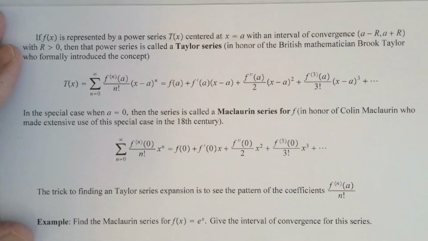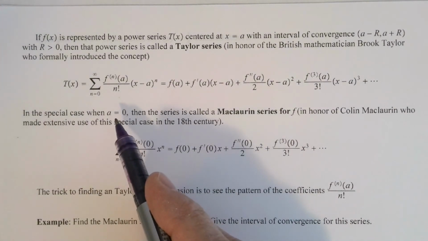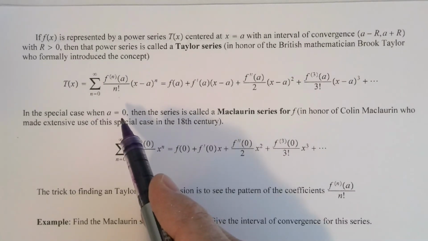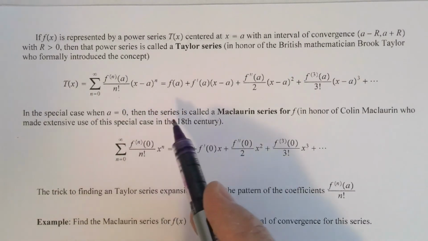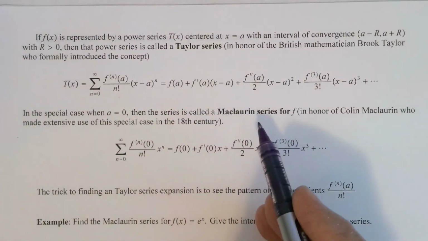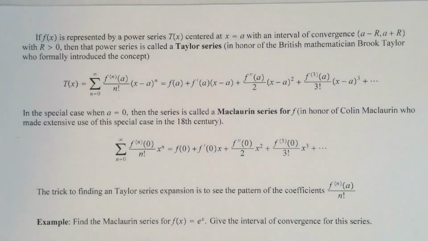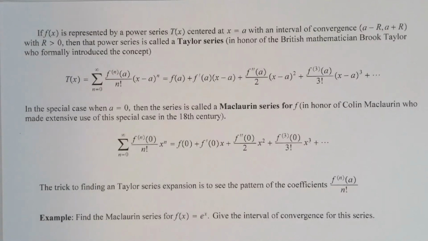Now, there was also this thing called a Maclaurin series. Well, in the special case when a is equal to 0, when we're talking about finding a power series representation for a function centered about 0, then the Taylor series we typically will call a Maclaurin series. And this is in honor of Colin Maclaurin, who made extensive use of the special case back in the 18th century, in the 1700s.